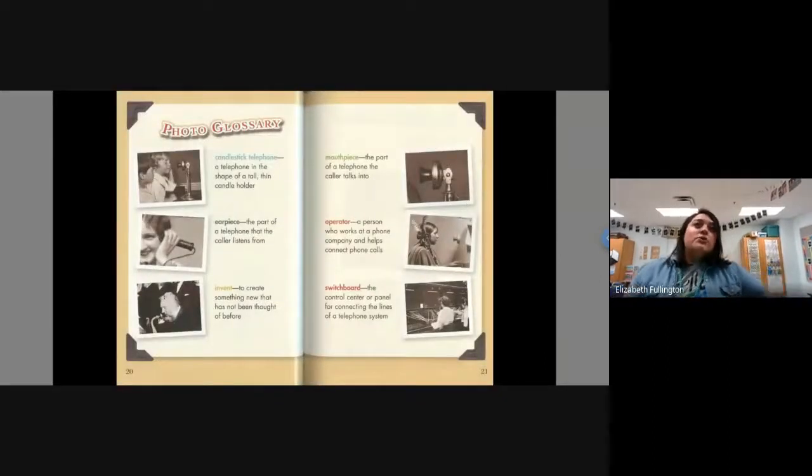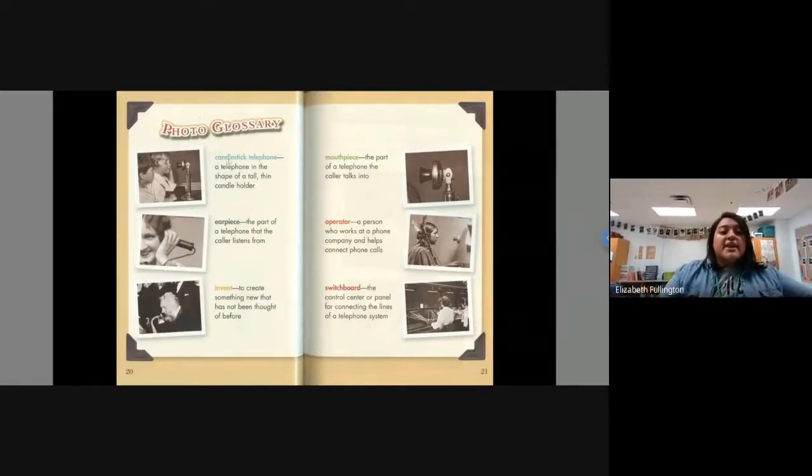All right, so this is photo glossary. So these are all the vocabulary words that we have learned so far. So it says a candlestick telephone, a telephone in the shape of a tall, thin candle holder. An earpiece, so you see the lady having the earpiece, the part of the telephone that the caller listens from. Event. To create something new that has not been thought of before. Mouthpiece, the part of the telephone the caller talks into. Operator, a person who works at a phone company and helps connect phone calls. And lastly, it's the switchboard, the control center or panel for connecting the lines of a telephone system.